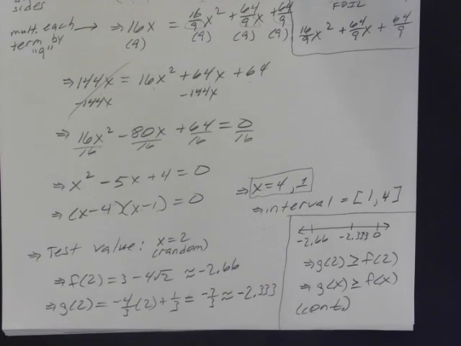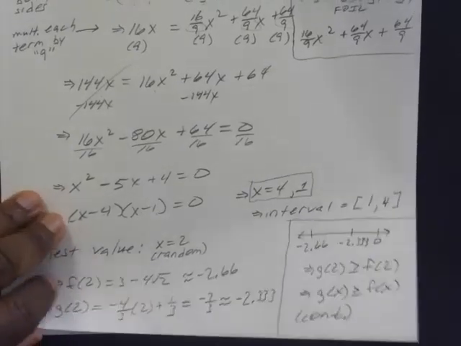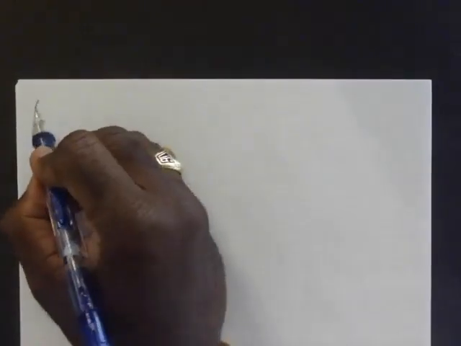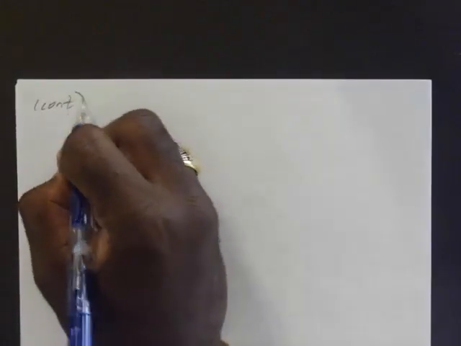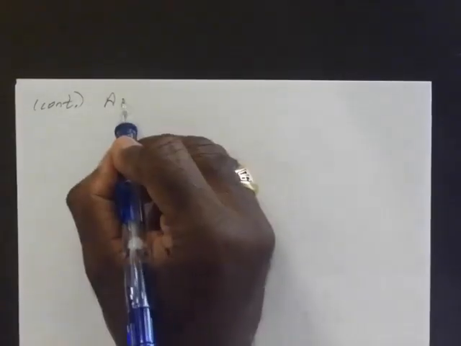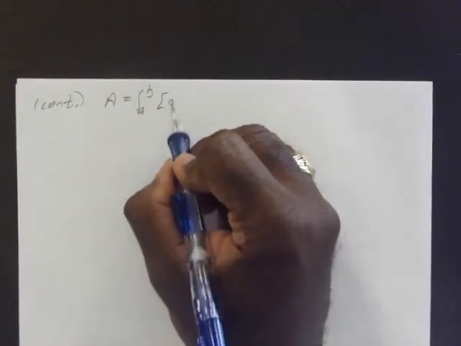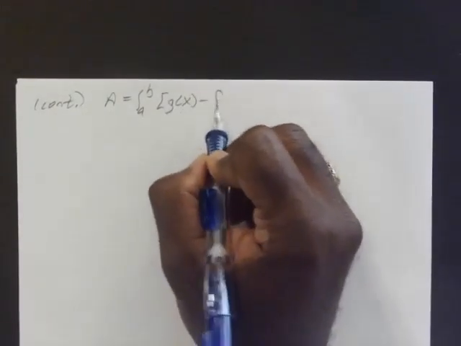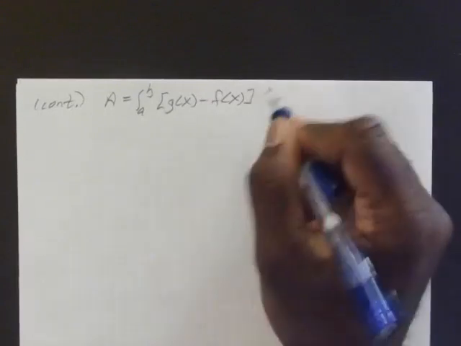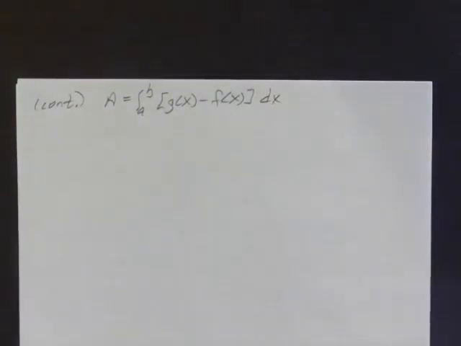All right, anyone still writing? Okay. So since we know that g of x is the greater function on that interval, we know to find the area of that region, the integral from a to b, is going to be g of x minus f of x with respect to x.